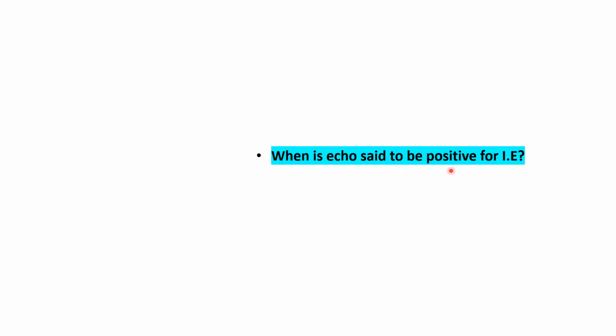Echo is said to be positive for infective endocarditis when it is revealing vegetation or there's an abscess or both, or when a prosthetic valve is showing dehiscence. So we can say that the echo is positive for infective endocarditis. Is transthoracic echo the first to be employed? Yes, in most cases, the transthoracic echo will be the first to be ordered.